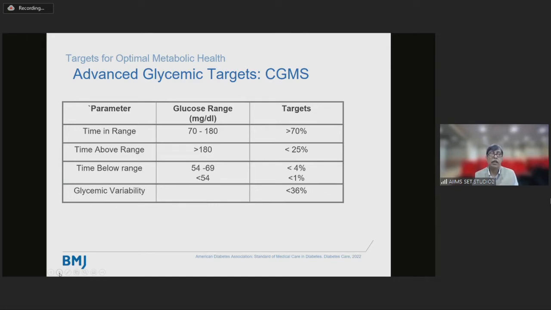And the whole issue of glycemic variability. So more than 70% time you should spend in range, less than 25% you should spend above range, and less than 5% you should spend below range, of which less than 4% is in the range of 54 to 69, and less than 1% in clearly the equivalent of 3 millimoles per liter of glucose, or 54.